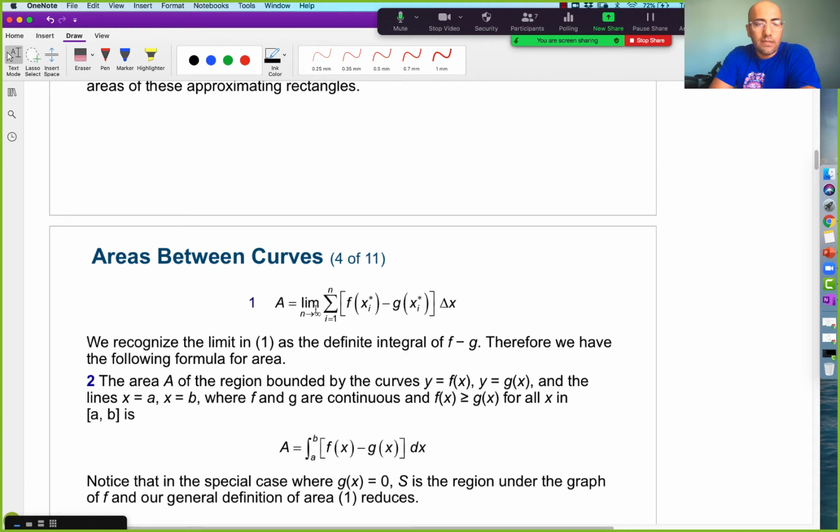Right? So the limit as n goes to infinity of the Riemann sum as i goes from 1 to n of f of x sub i star minus g of x sub i star. This will be the height of each rectangle, times delta x. Right? Again, this Riemann sum does not affect this delta x. This is just some constant.